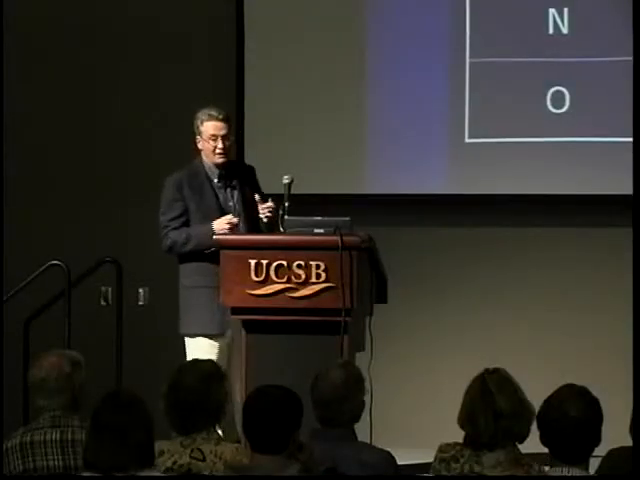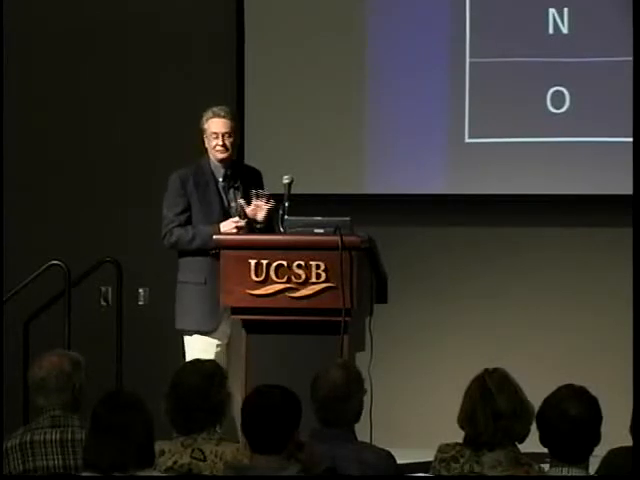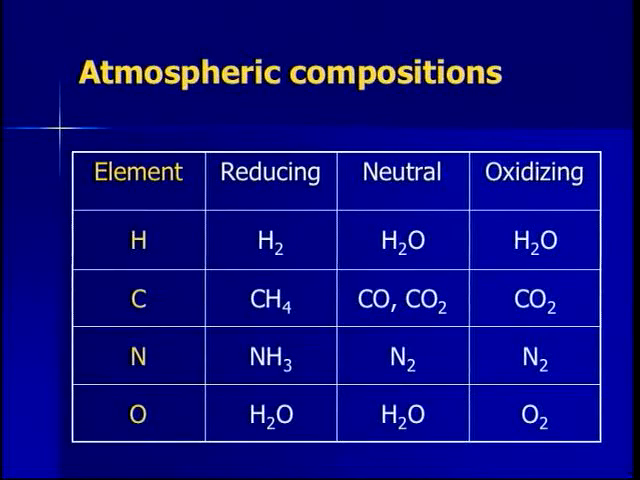Now, what are reducing conditions? We know the four most important elements to life are hydrogen, carbon, nitrogen, and oxygen. In a reducing atmosphere, the hydrogen would be in the form of molecular hydrogen. It would be a gas. Carbon would be in the form of methane. Nitrogen would be in the form of ammonia. And oxygen would be in the form of water vapor.